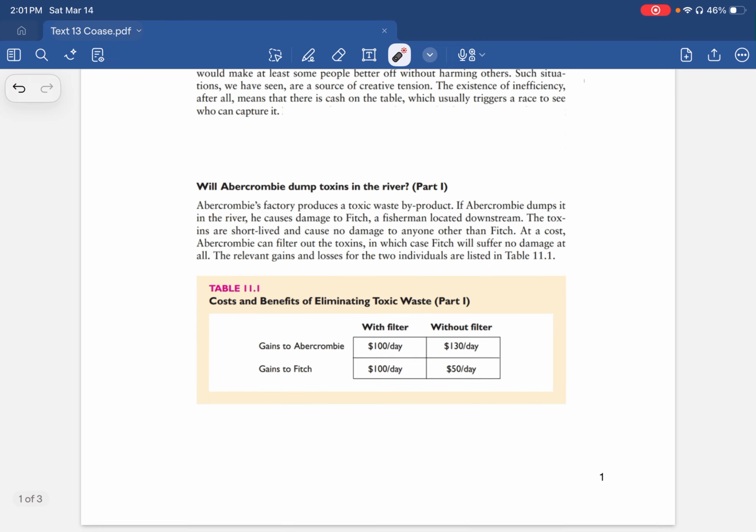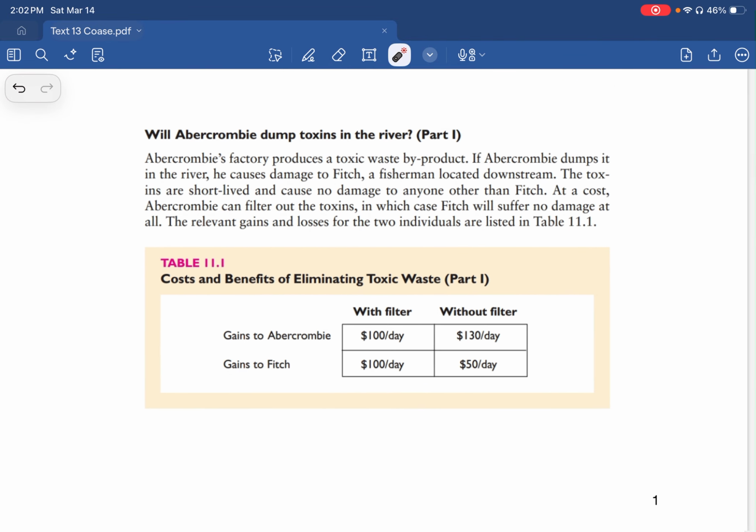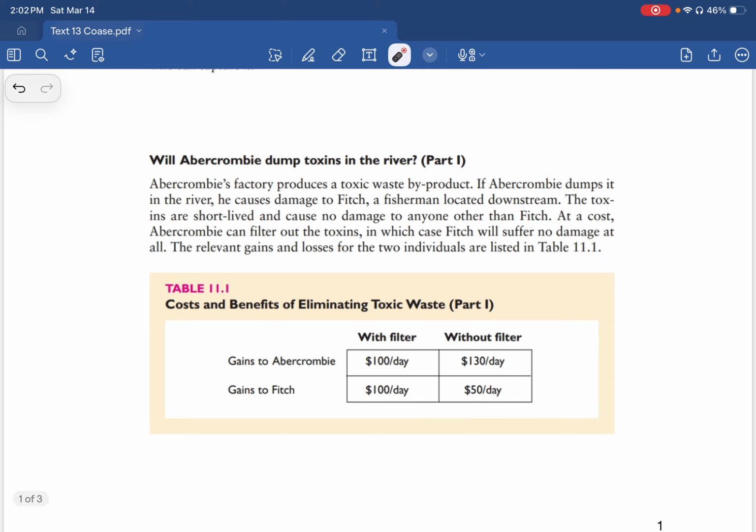All right, so we're just gonna go through some numerical examples. And it's a very simple model. There are not even curves, just tables with numbers. So we have two people, Abercrombie and Fitch, and we have two possible technological approaches to whatever activity is going on. So if you take a look at the text, and I strongly recommend you read through this stuff after you listen to this.